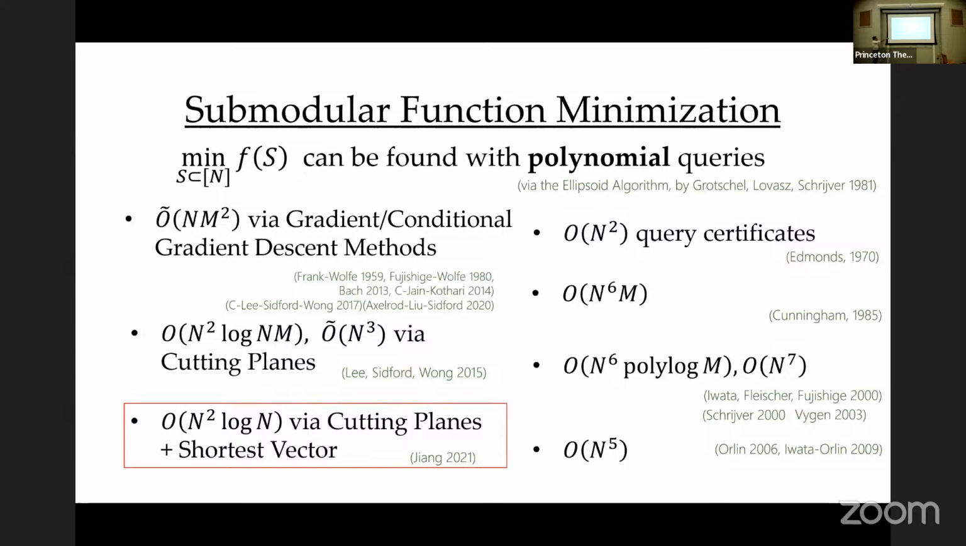One could try to remove this M, and people have. This is a paper by one of the co-authors in my papers, Haotian Jiang, just a few years back, which showed that you can get n square log n for any submodular function, independent of M, again using ideas from ellipsoid cutting plane methods. But the number of queries that this algorithm makes is not efficient so far. It's an exponential time algorithm because it has to solve the shortest lattice vector problem. It's a very nice result, but it's quadratic in n.